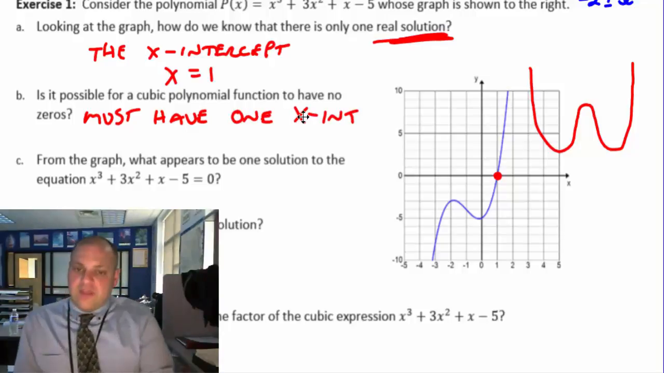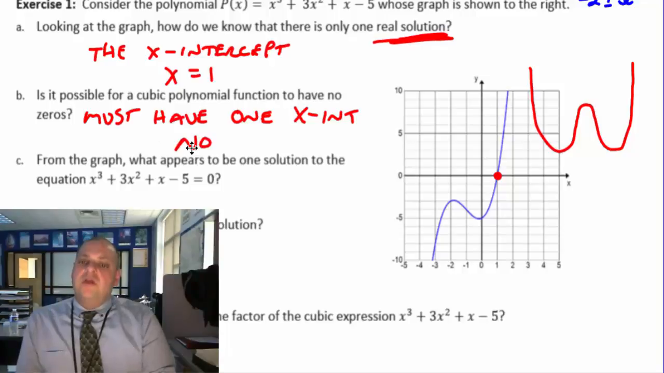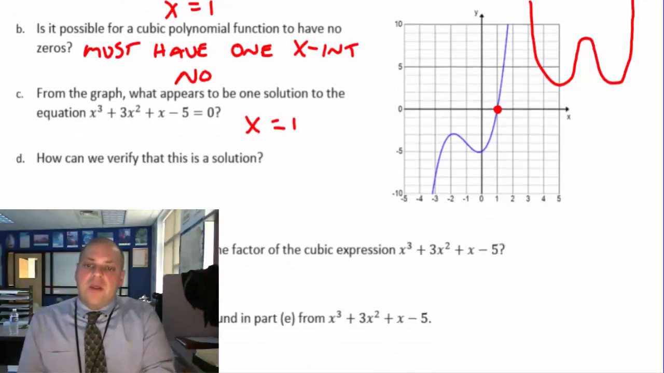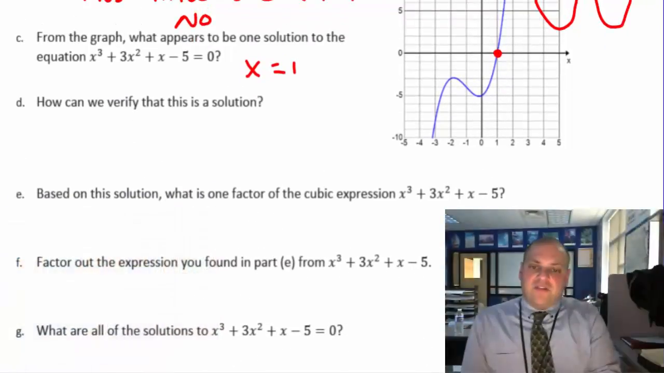Okay? So the answer is no, I guess. No. From the graph, what appears to be one solution to the equation? Well, we already did it. X equals 1. I did it a little early. Okay. How can we verify it's a solution?